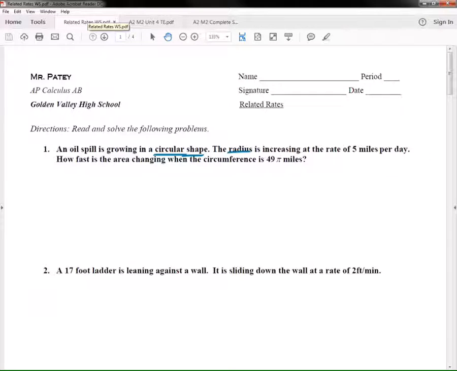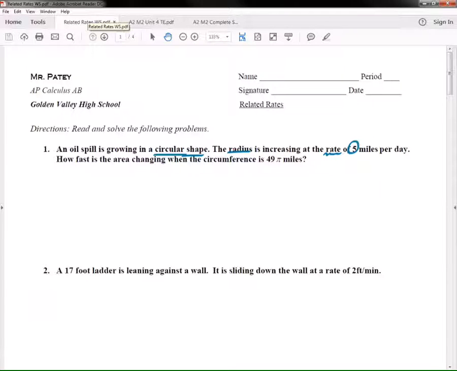The radius, oh wow, there's another math word, is increasing. Well, that's not really a math word. I suppose you could say it's a math word, but I'm not going to underline it. At a rate, rate is special to calculus because we are studying rates. Like that's half of calculus right there, studying rates. Let's give him a squiggly line because he's so special. And then we have a 5 right there, miles per day.